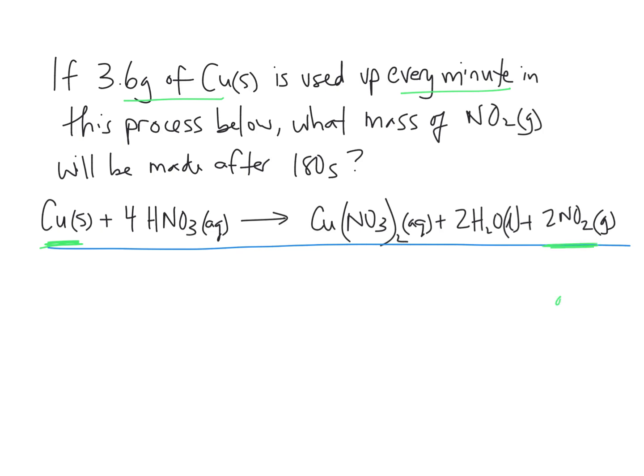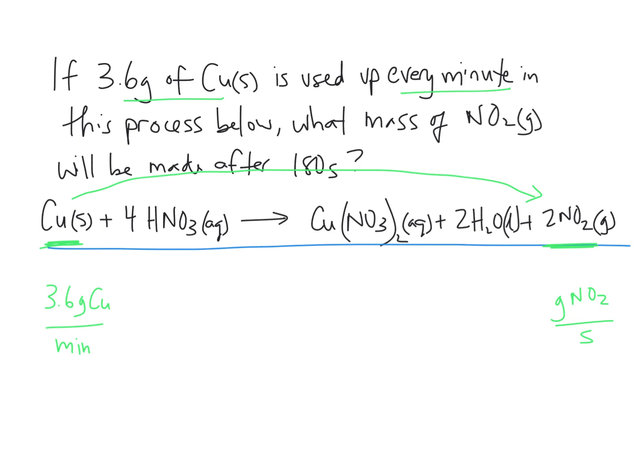So we're going to look at grams of NO2. Again, I'm going to write this down as what I call a target. We're going to get to grams of NO2 after 180 seconds. So let's go for grams of NO2 per second, and then we can multiply it by 180. Yeah, and that seems reasonable. All right, so we have 3.6 grams of copper consumed per minute, right? So again, we have to convert from copper over to NO2, nitrogen dioxide.